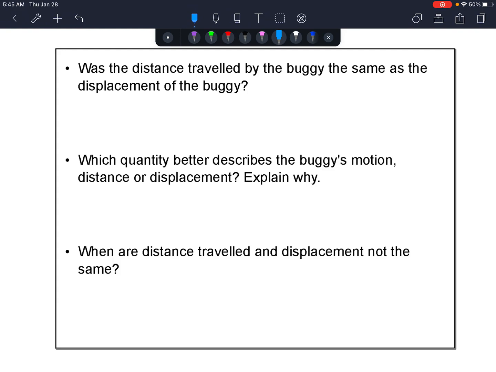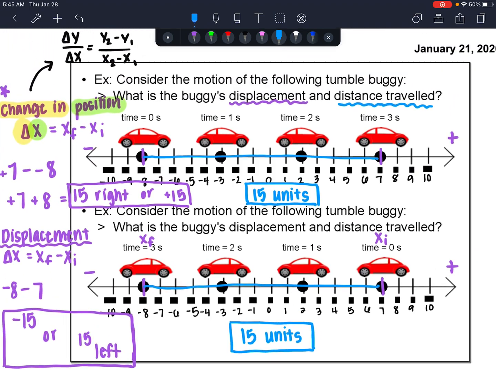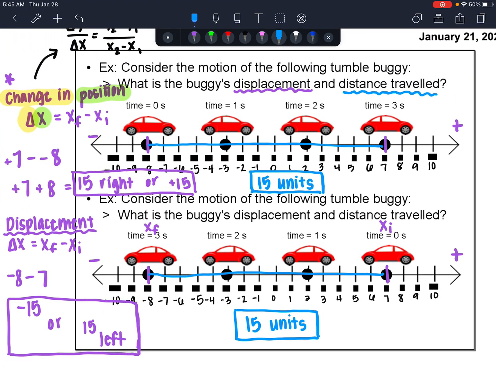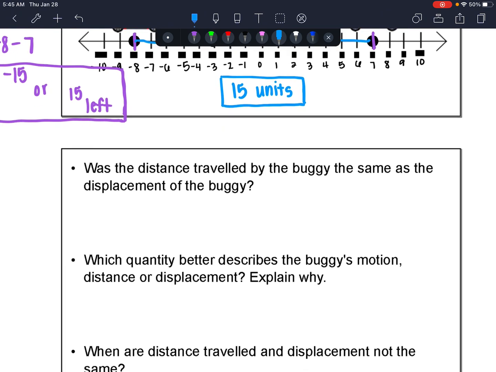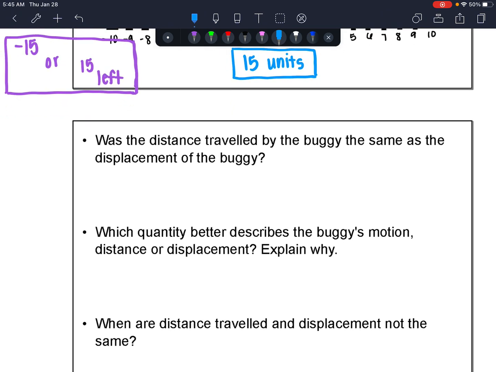That being said, let's look at these follow-up questions. So was the distance traveled by the buggy the same as the displacement of the buggy? Well, if I review this, in one example it was, but in the second example it wasn't. So I guess the best answer to this is sometimes.